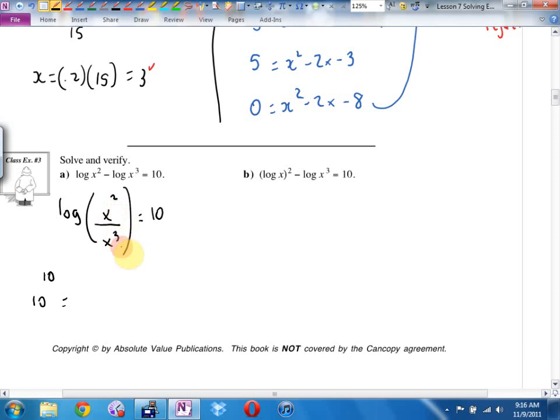Now, it's amazing how often kids freeze up now that there's an x in the denominator. And I'm going to tell you right now, on your test, there's going to be one question where you get an x in the bottom. Math 8. Yeah, it's math 8. How can I solve this, boys and girls?